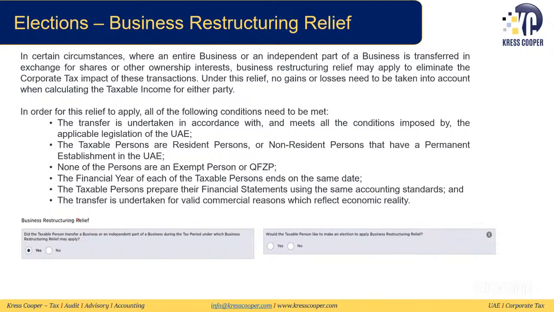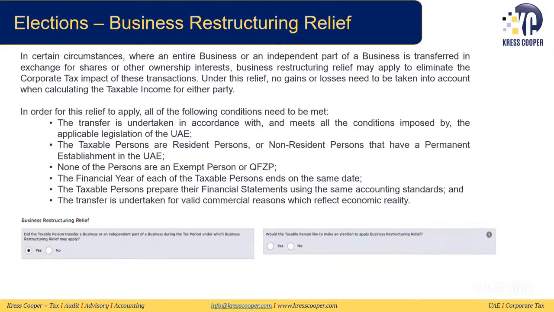The taxable persons have to be resident persons or non-resident persons that have a permanent establishment in the UAE. None of the persons are exempt persons or qualifying free zone persons. The financial year of each of the taxable persons ends on the same date. The taxable persons prepare their financial statements using the same accounting standard, and the transfer is undertaken for valid commercial reasons, which reflect the economic reality.